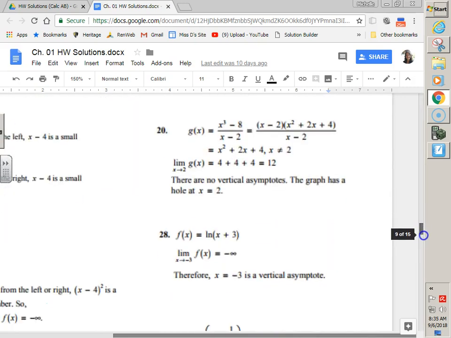I don't know where I'm going. I apologize. Number 20. No vertical asymptotes. Why was it a hole? Did anybody try plugging in 2? Was it number over 0? 0 over 0. It's a hole without even doing all that work.